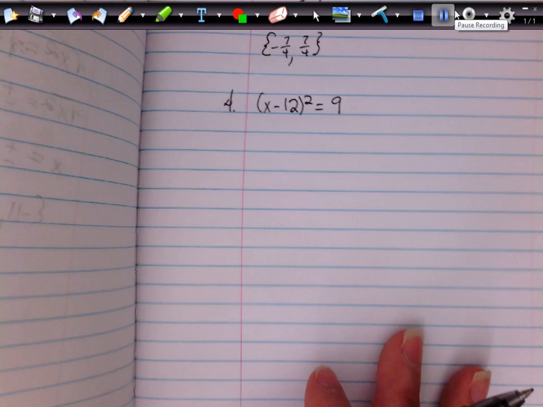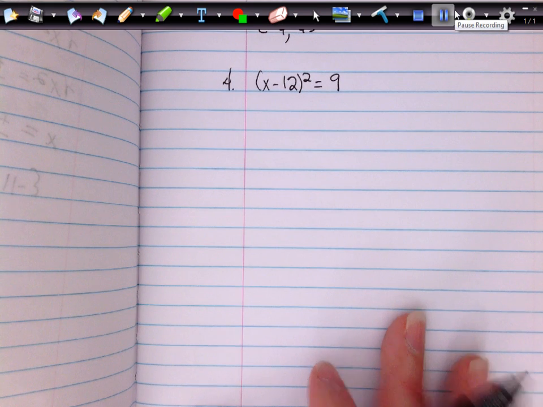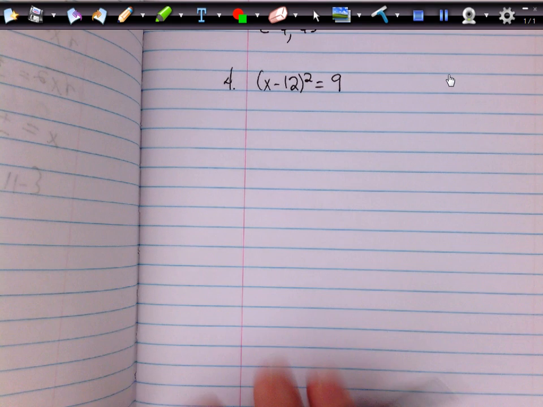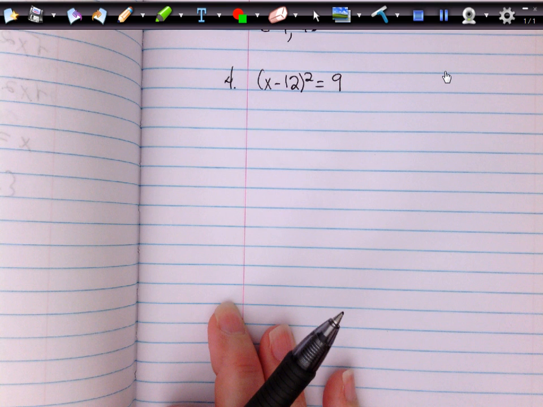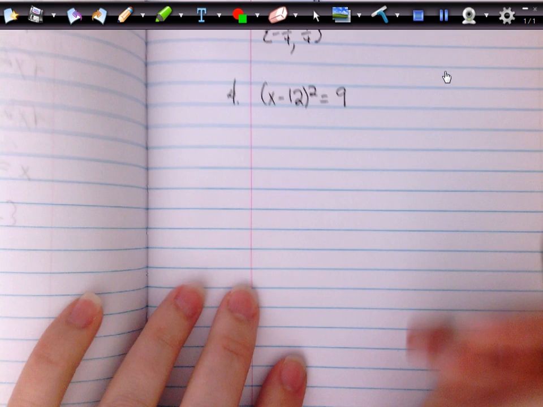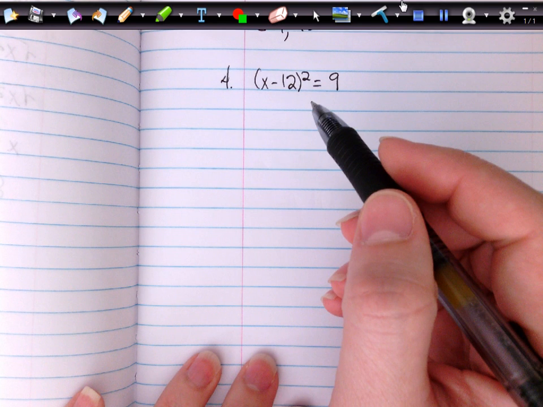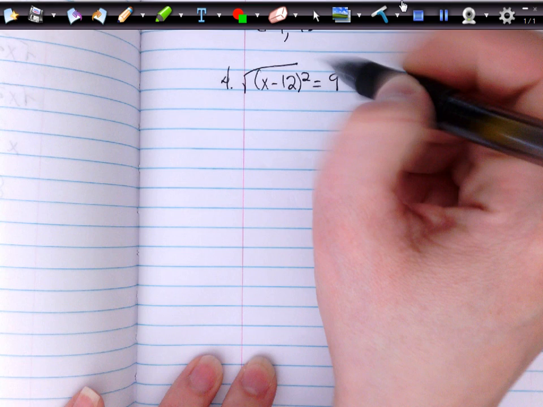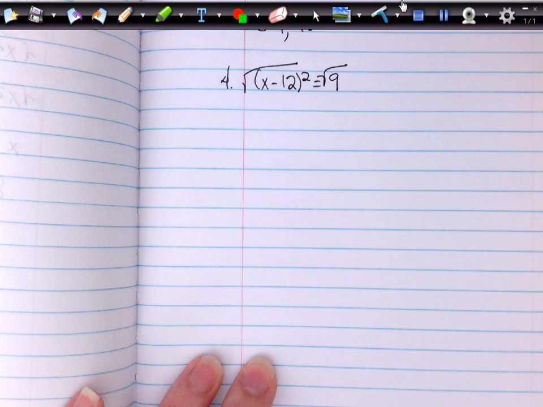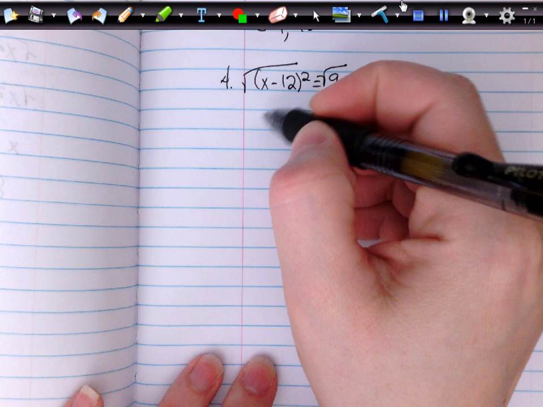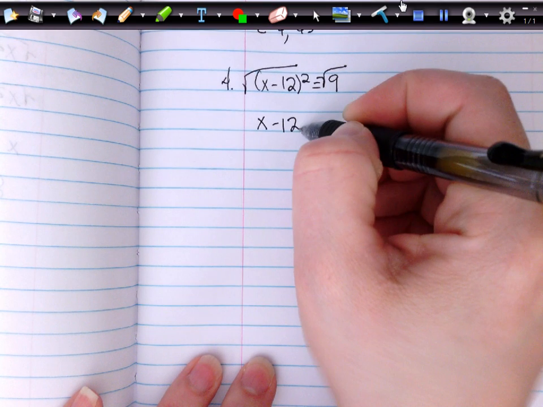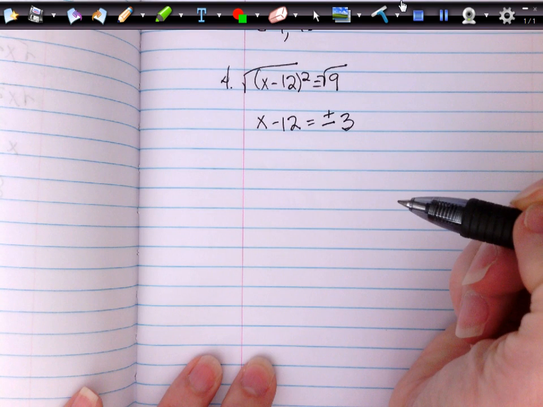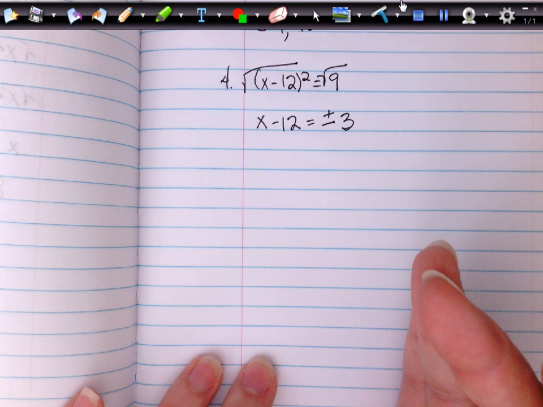All right, go ahead and get down number 4. It's x minus 12, all in parentheses, squared, equals 9. So the key here is to realize that not only is my x squared here, but my negative 12 is squared as well, because it's all in parentheses and it's all being raised to the second power. So this one's different than any of the other ones that I've done, because here I'm going to have to go ahead and take the square root of this and the square root of this. So that's going to give me x minus 12 equals positive or negative, and the square root of 9 is 3. So obviously I have not yet solved for x because x is not by itself.